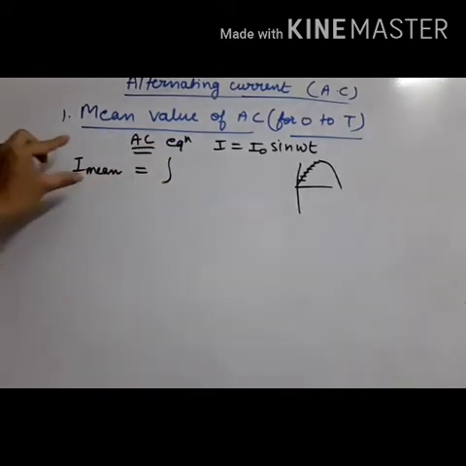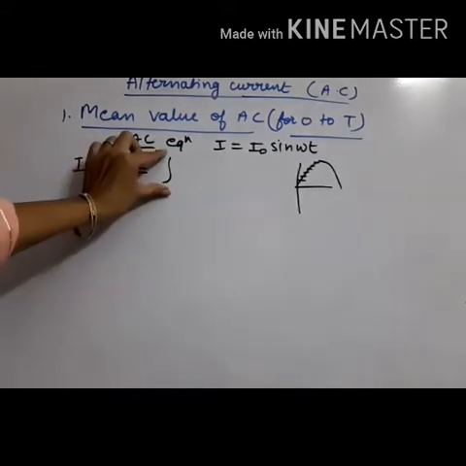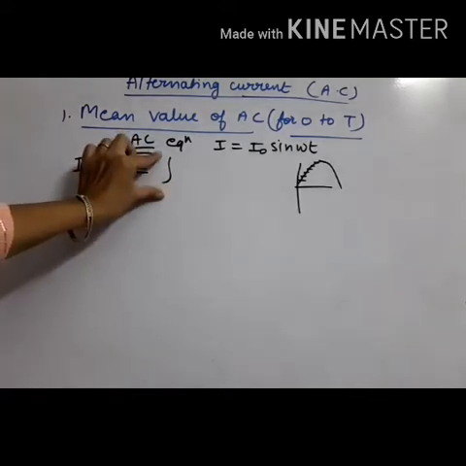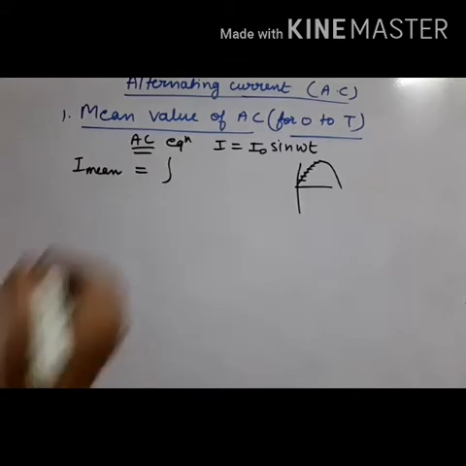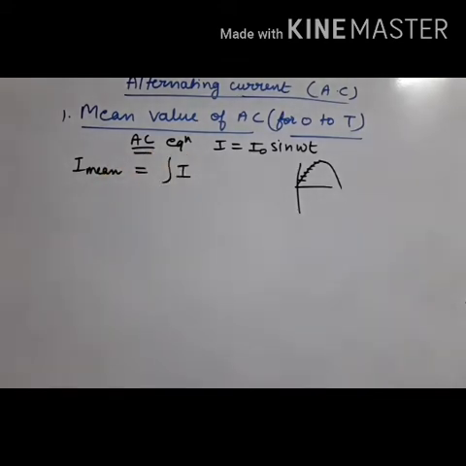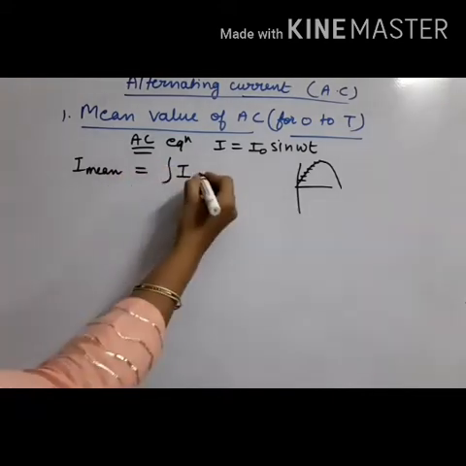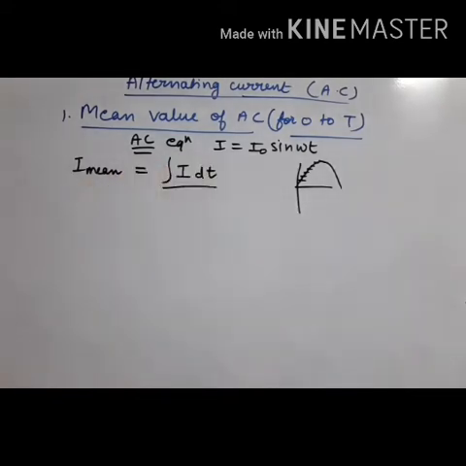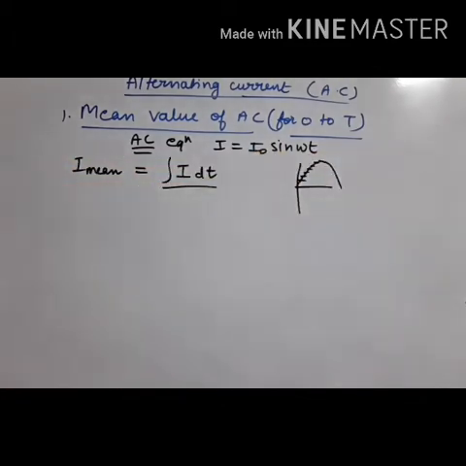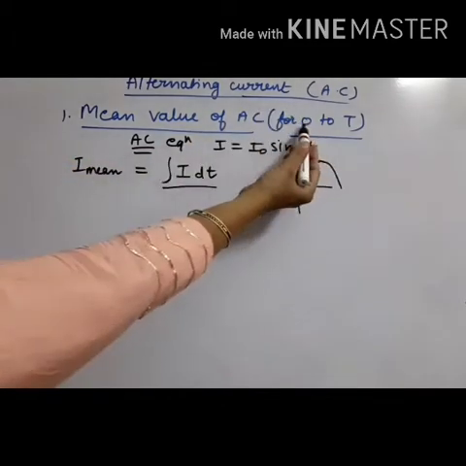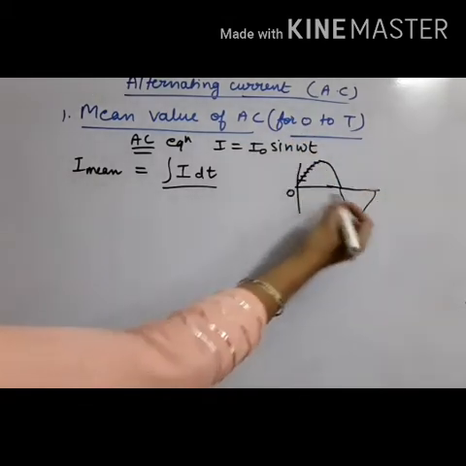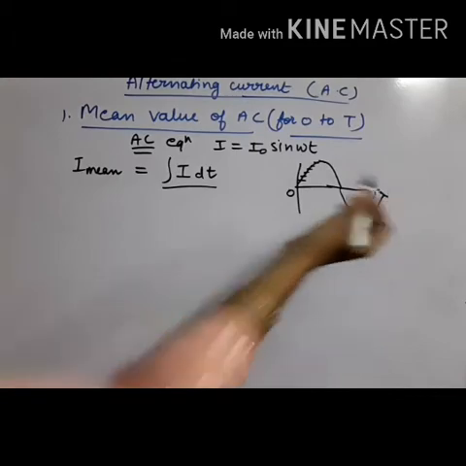So for calculating the mean, it is the sum of the data upon the number of data. That means in place of sum we are doing integration. So integration of what? We have to do integration of the current equation, the I equation, with respect to time, because these values of current are changing with respect to time. Now this integration we have to do for the whole cycle of AC, one complete cycle of AC.